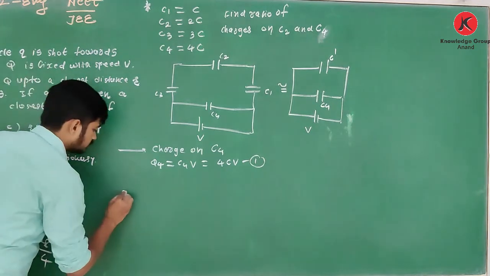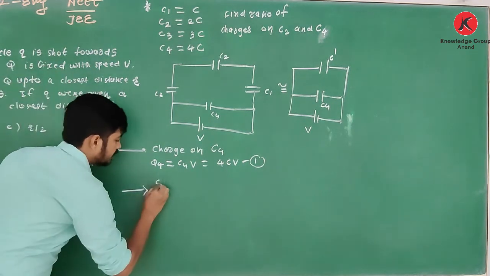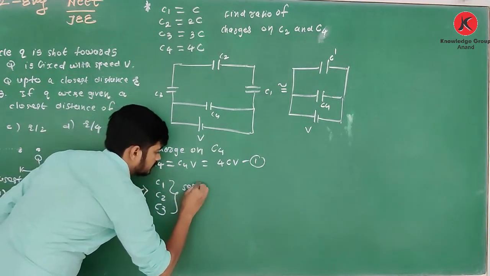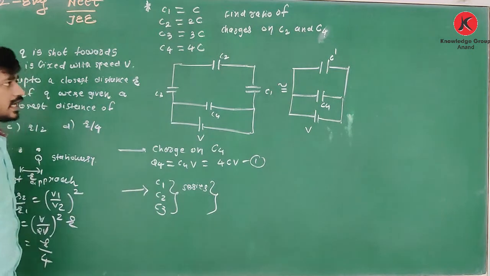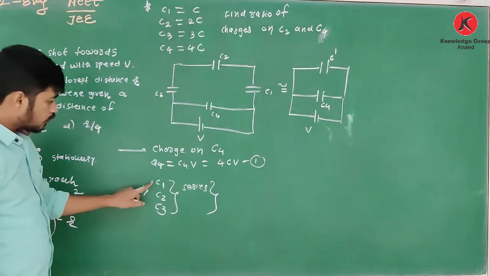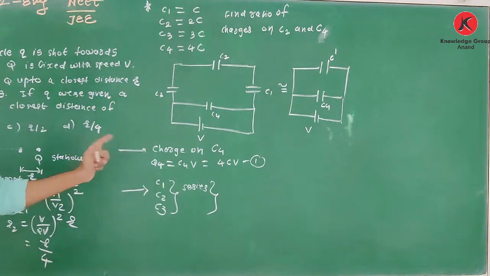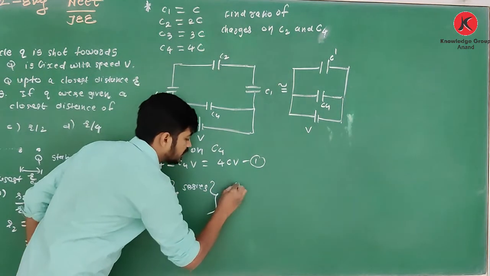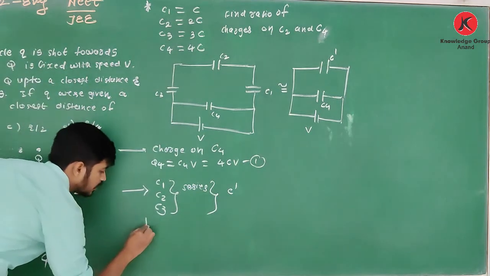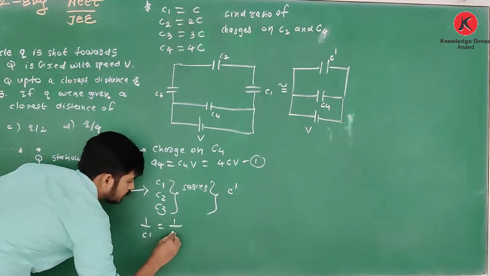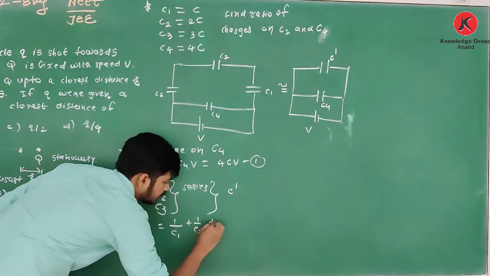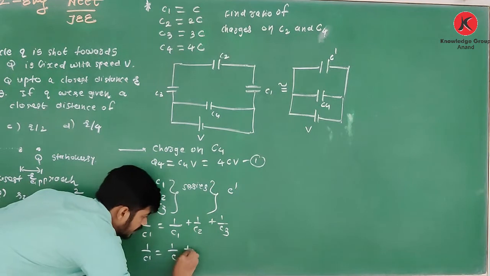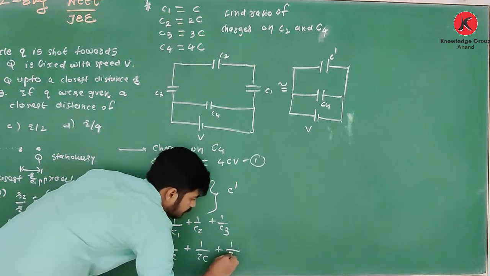See, here it is. The C1, C2 and C3 are in series connection. So what is the equivalent of this series connection? I have assumed it is C dash. Then how to find C dash? See, 1 upon C dash is equal to 1 upon C1 plus 1 upon C2 plus 1 upon C3. So 1 upon C dash is equal to 1 upon C plus 1 upon 2C plus 1 upon 3C.